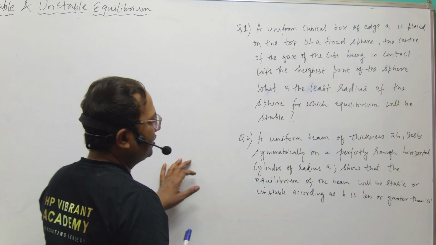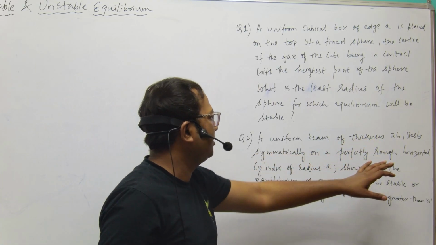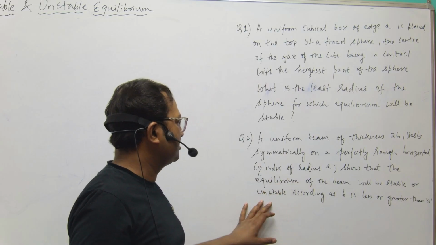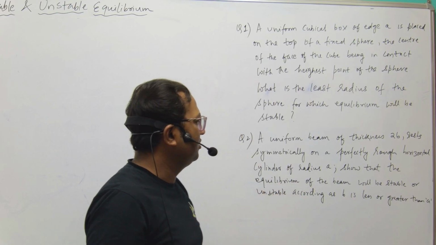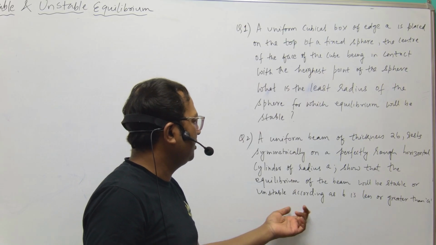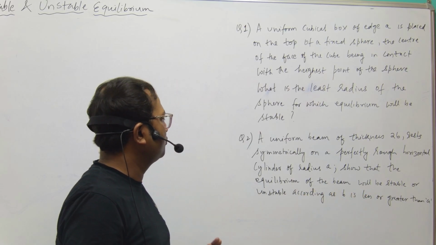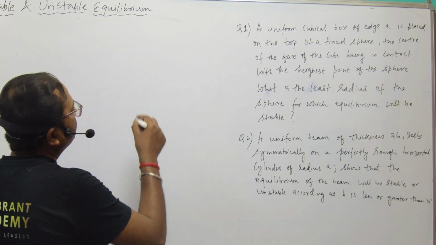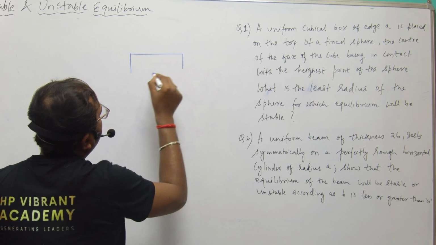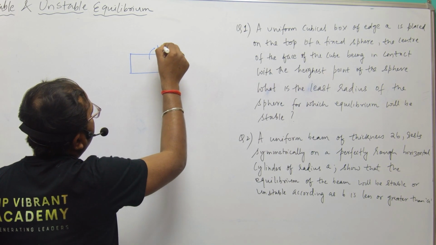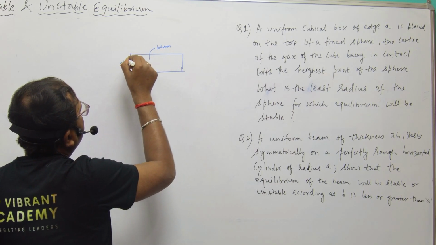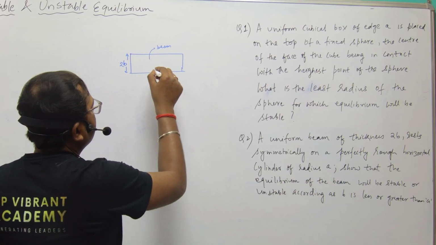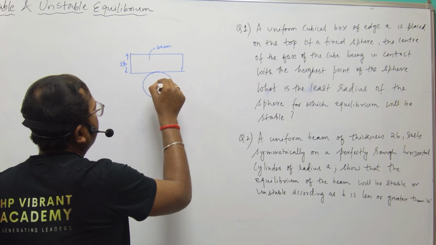A uniform beam of thickness 2b rests symmetrically on a perfectly rough horizontal cylinder of radius a. Show that the equilibrium of the beam will be stable or unstable accordingly as b is less or greater than a. This we have to show. So we have a uniform beam of thickness 2b, this is the beam and the thickness is 2b, and let us take a rough horizontal cylinder of radius a.